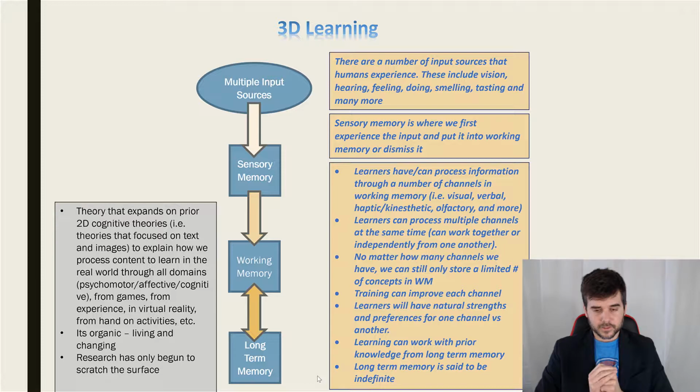All right, next part of 3D learning. Learners can process multiple channels at the same time, and can work together or independently from one another. Now, we don't know. We do know this is the case with verbal and visual, right? We have some research showing that olfactory can be processed in addition to visual, that haptic can be processed in addition to visual. But there are all these other channels out there.